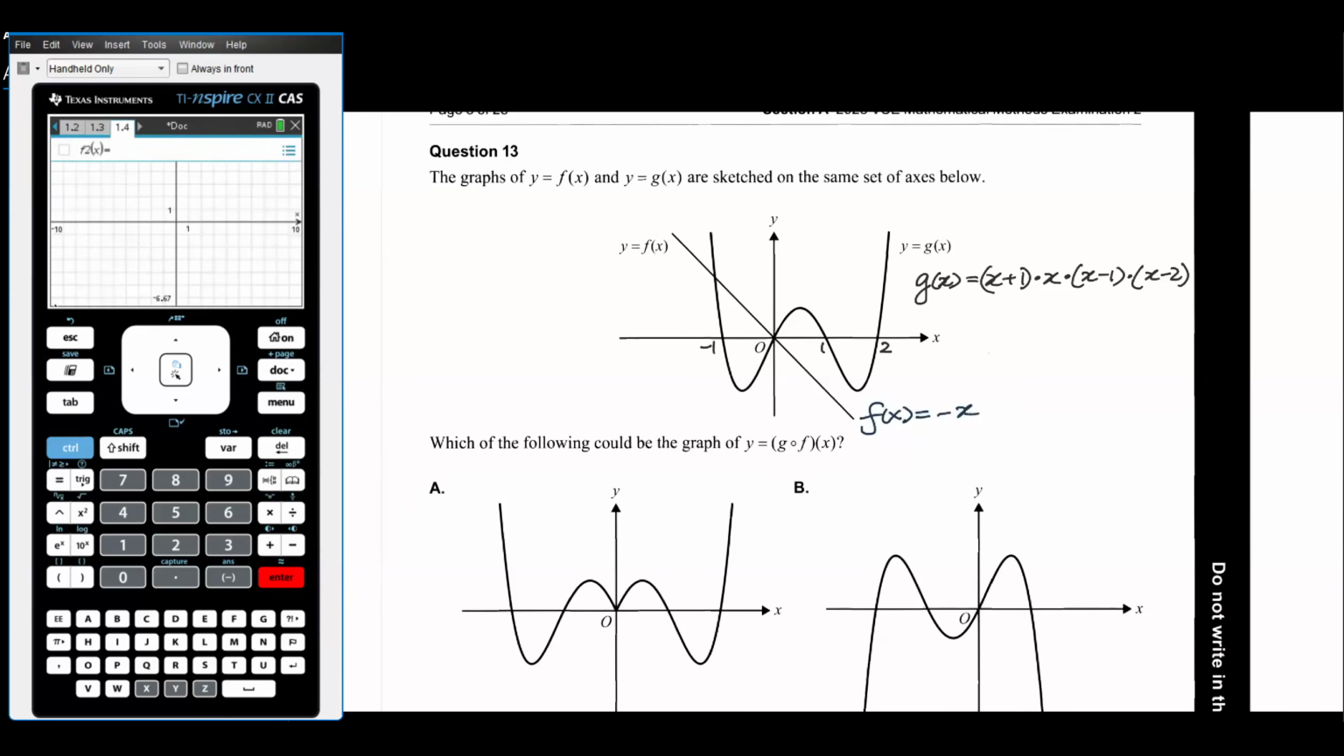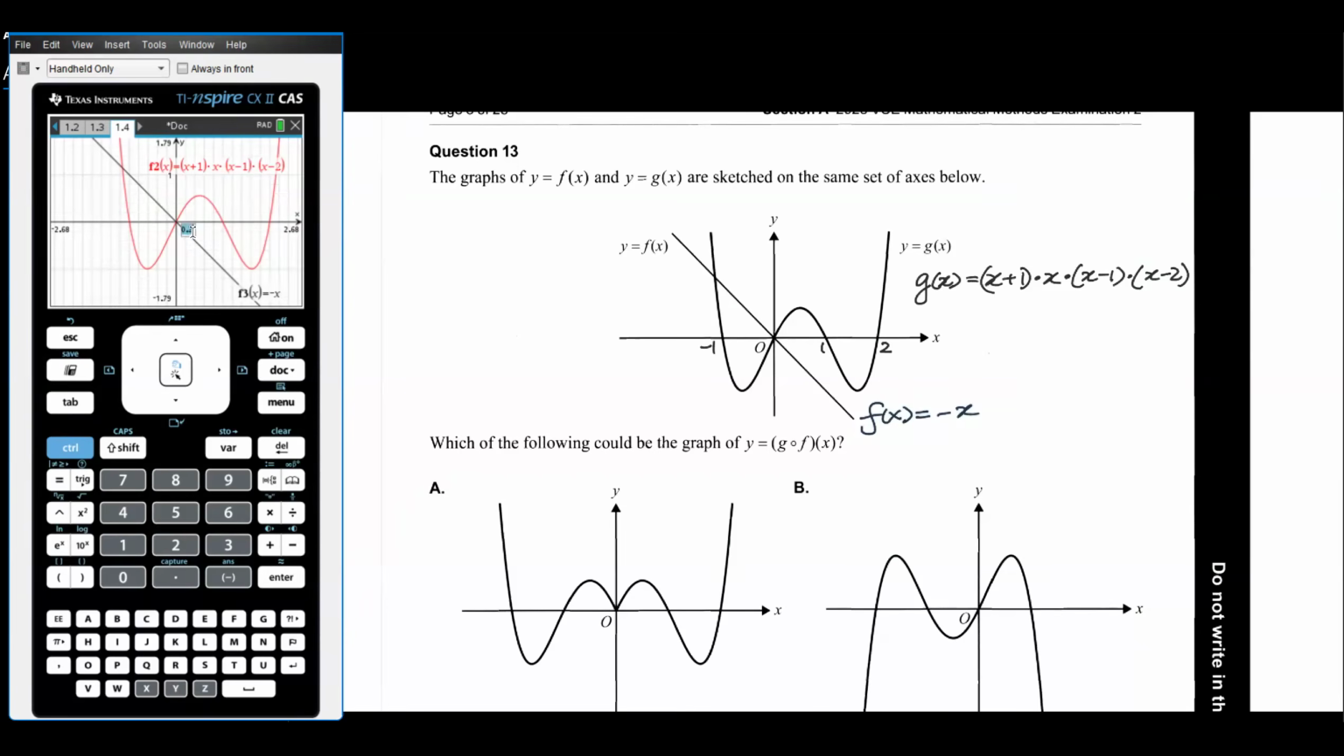So you can do, let's say, g2 is f2. You have x plus 1 times x minus 1 times x minus 2. And the next thing is draw minus x. Have a look here. Pretty similar, aren't they? Okay.